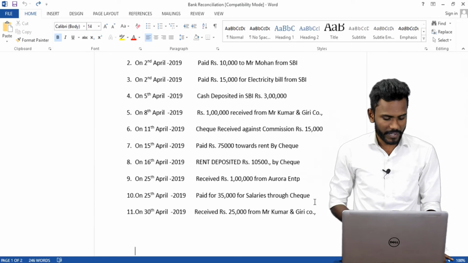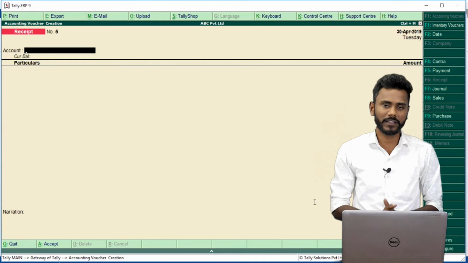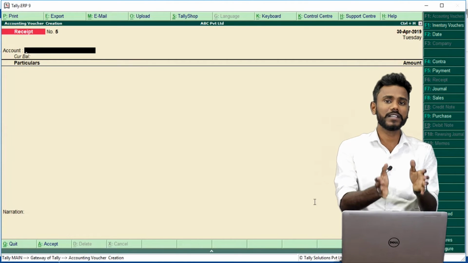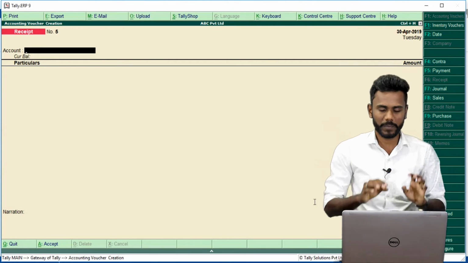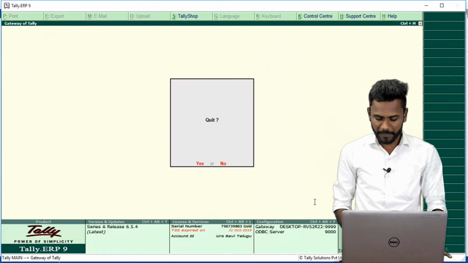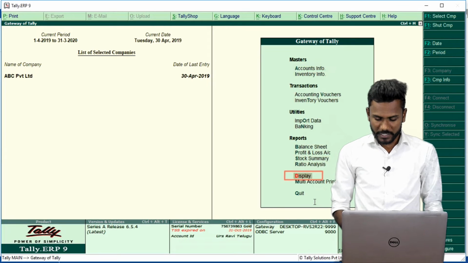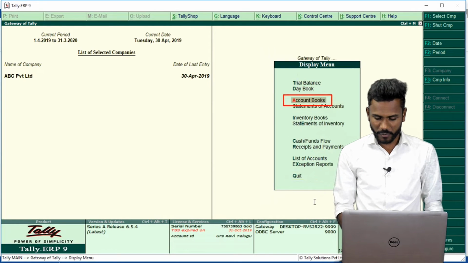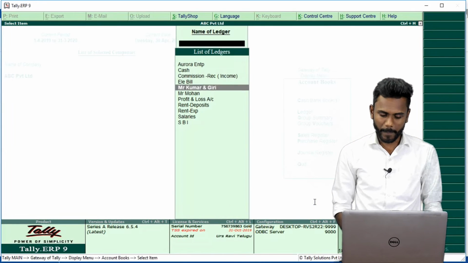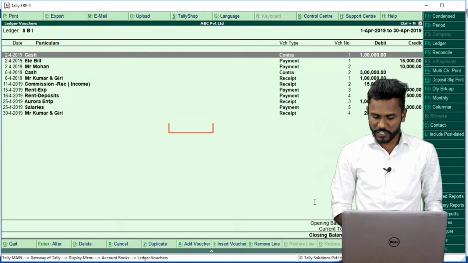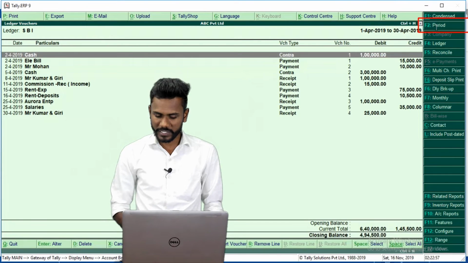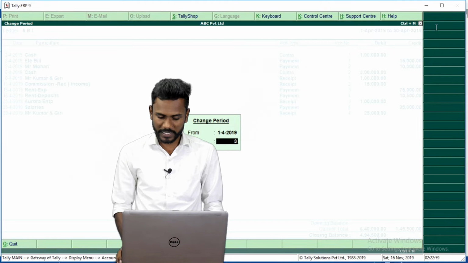After recording all the transactions throughout the month, you first find out the closing balance as per the company book of account. So I'm just going back. In order to open your ledger, go to Display, open Account Books, Ledger, open the bank ledger, and here press F2 and set the period from 1st of April to 30th of April.